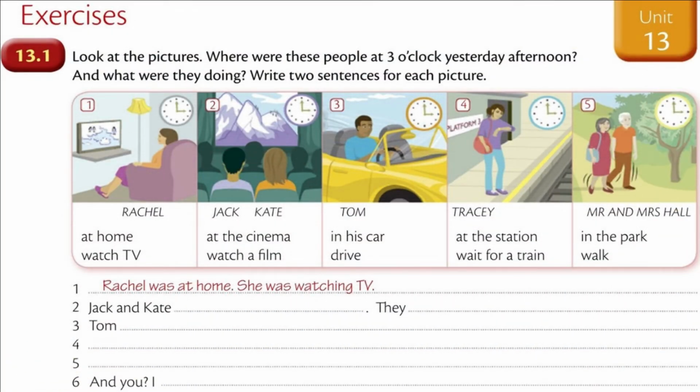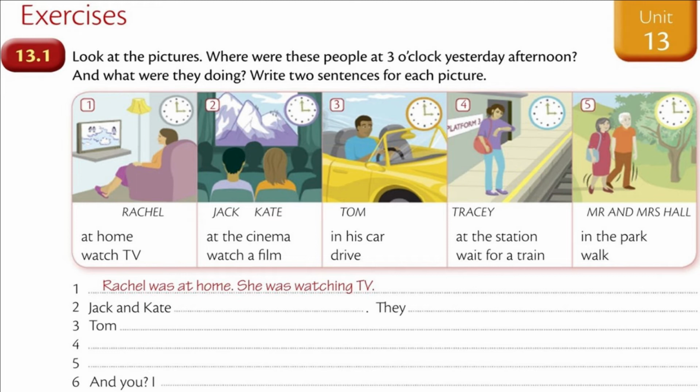Now it's time for exercises. 13.1. Look at the pictures. Where were those people at 3 o'clock yesterday afternoon? And what were they doing? Write 2 sentences for each picture.